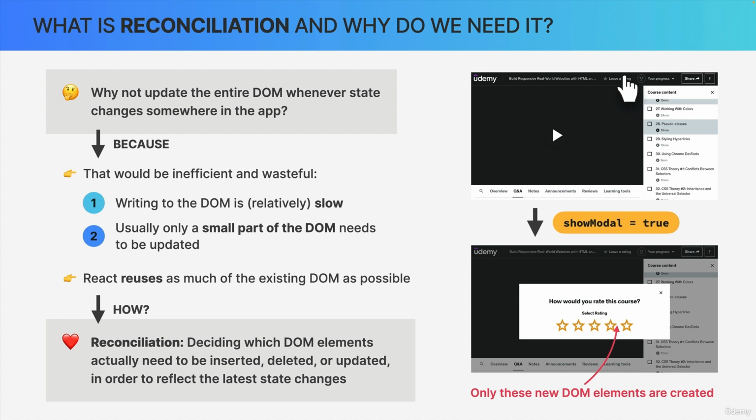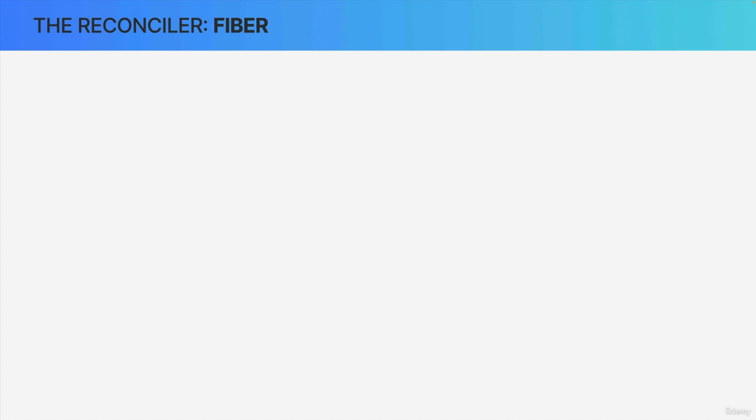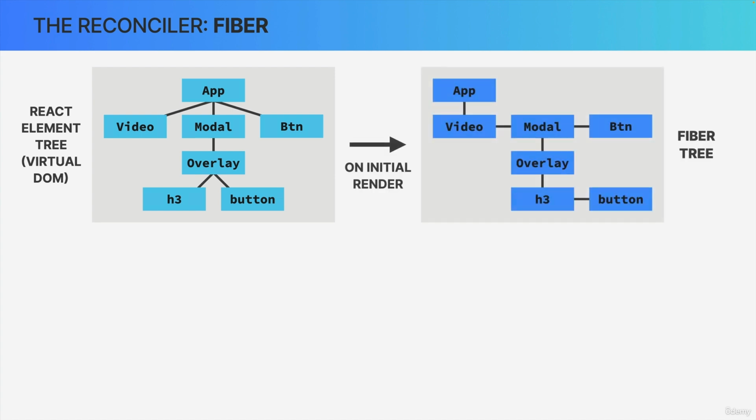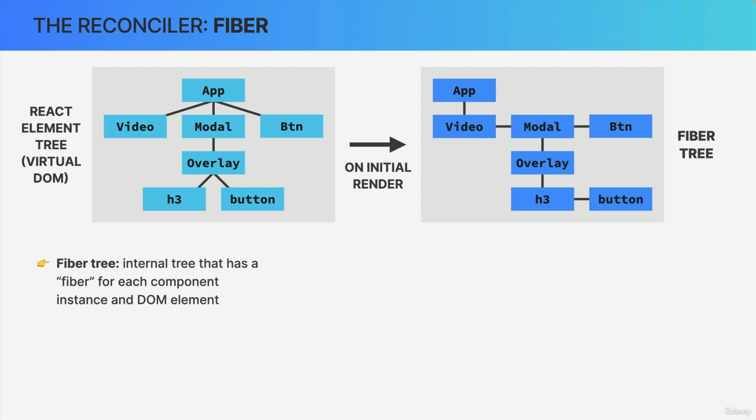And as I mentioned before, the current reconciler in React is called Fiber. And this is how it works. So during the initial render of the application, Fiber takes the entire React element tree, so the virtual DOM, and based on it, builds yet another tree, which is the Fiber tree. The Fiber tree is a special internal tree where for each component instance and DOM element in the app, there is one so-called fiber.